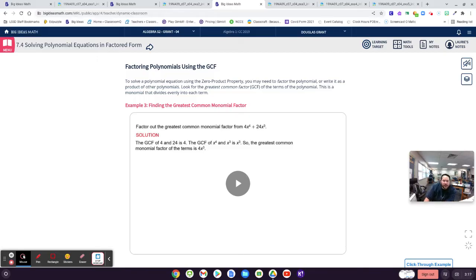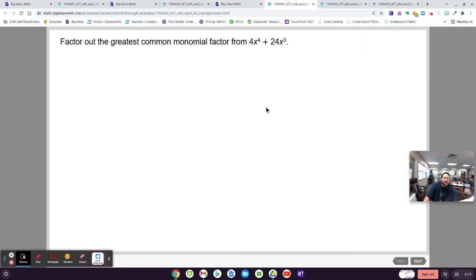That is factoring. So let me go over an example of that. And it's going to use the GCF, the greatest common factor. So here, we're going to factor out the greatest common monomial for this thing right here. So when you look at this, you think, between these two terms, what is a coefficient that I could use that's in common for 4 and 24? And it's 4. 4 goes into 4, 4 goes into 24.